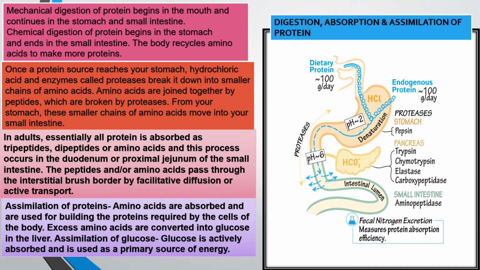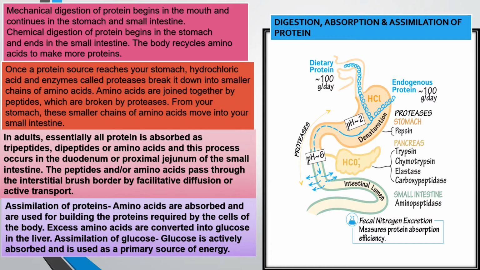Here endogenous protein, approximately 100 gram per day. So here proteases are the enzymes and pepsin is there. Now it goes to the pancreas. There trypsin, chymotrypsin, elastase and carboxypeptidase, these enzymes are there. And you can see HCO3 minus ion, that is bicarbonate ion actually, also present over here. And pH is approximately 6. In the stomach, its pH is approximately 2.